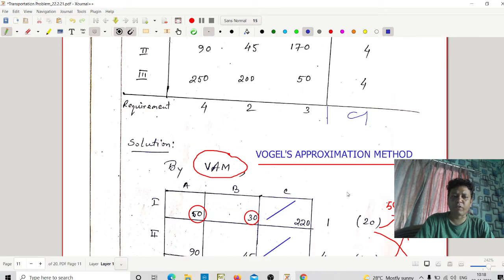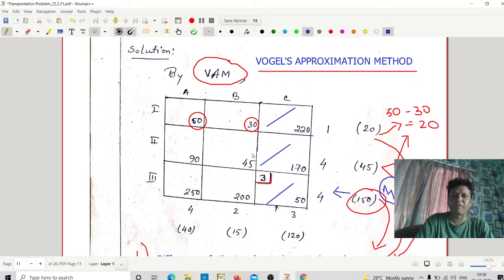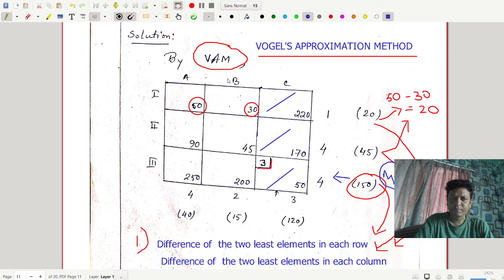So let us apply Vogel's approximation method, or in short form, it is called VAM. In this method, first of all, in the first row, what are the least elements? You have to find the two least elements and take the difference of these two. So here in the first row, you have 50 and 30 as the least elements, and take the difference of these two. So 50 minus 30, that's going to be 20.